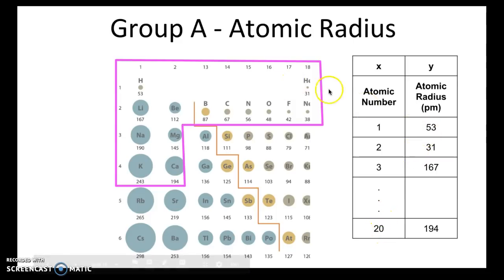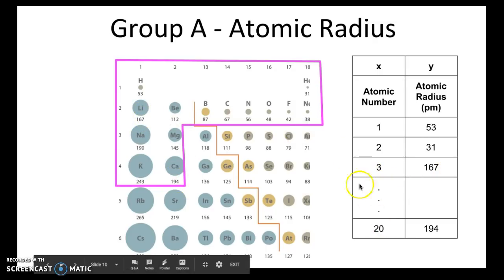Then on the y-axis, we'll use this data. For our first element, hydrogen, the atomic radius is 53. Helium, which has an atomic number of 2, is the second element, and it has an atomic radius of 31, so I put that here. Lithium, which has the atomic number of 3, is the third element, and it has an atomic radius of 167, so I put that there. So on and so forth, all the way till I get to calcium, which has an atomic radius of 194.